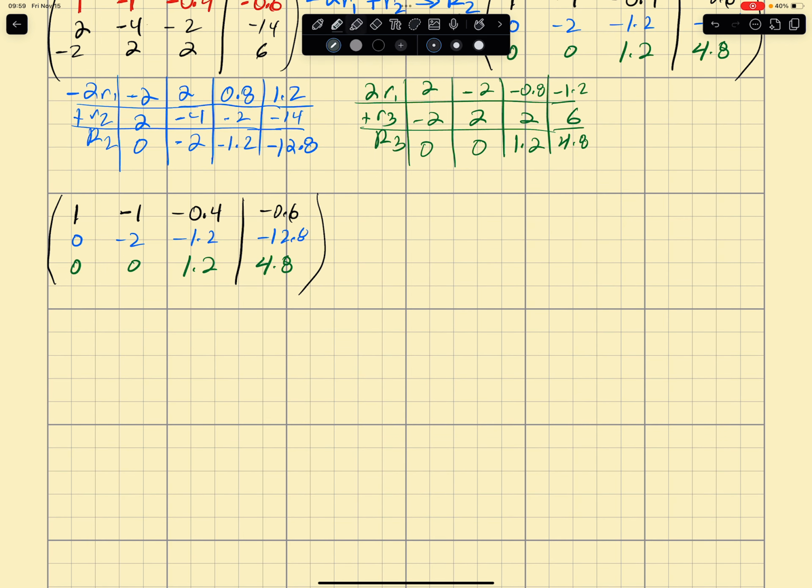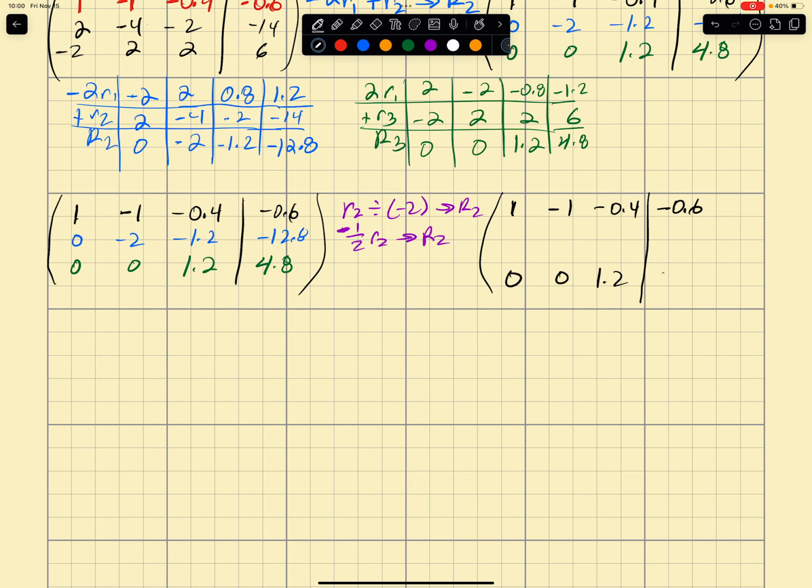So the next thing we need to pick on is negative 2. We wanted to make that a 1. So we're going to divide by negative 2. We are going to divide row 2 by negative 2, and that's going to replace row 2. Now, the formal way is minus 1/2 row 2 replaces row 2. Row 1 is going to stay as row 1, and row 3 is going to stay as row 3. So we're not doing anything to those 2 rows at this point in time.